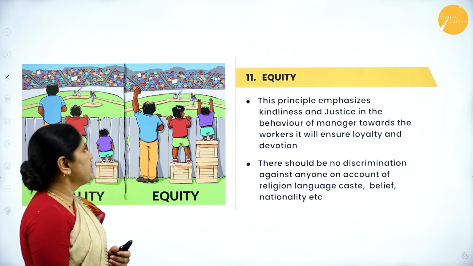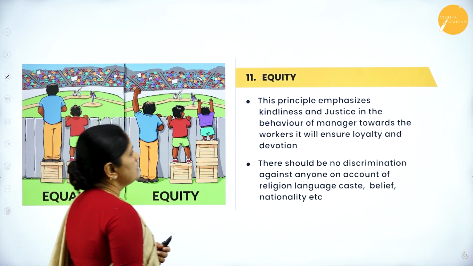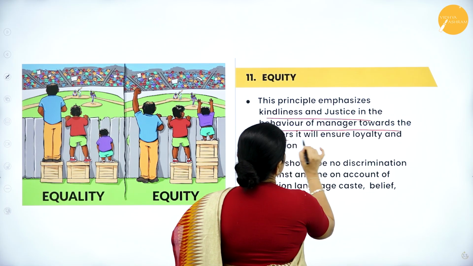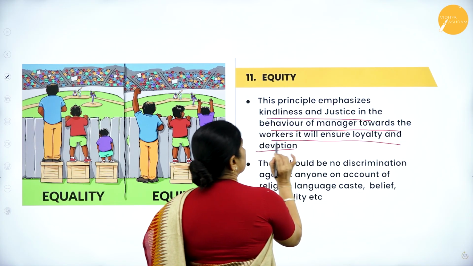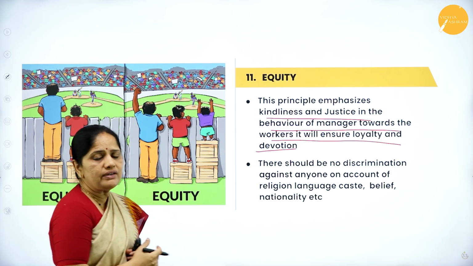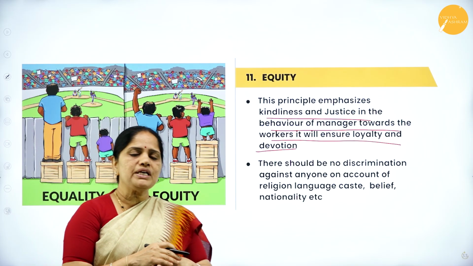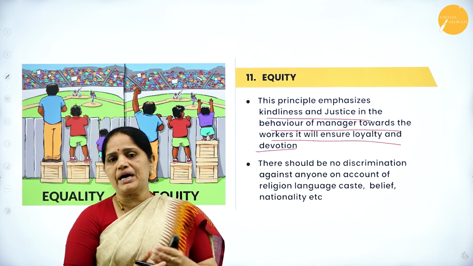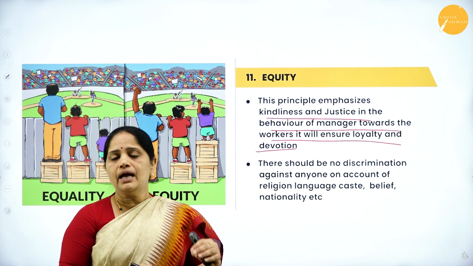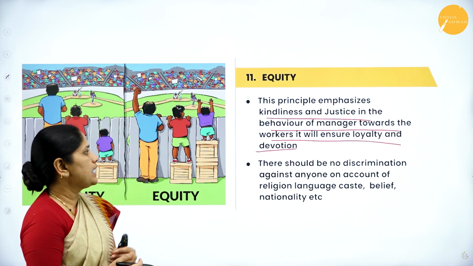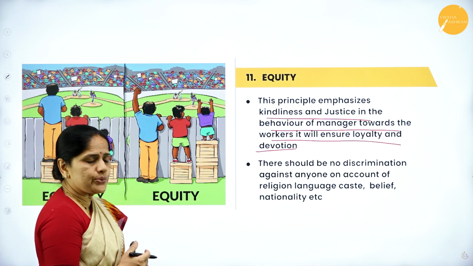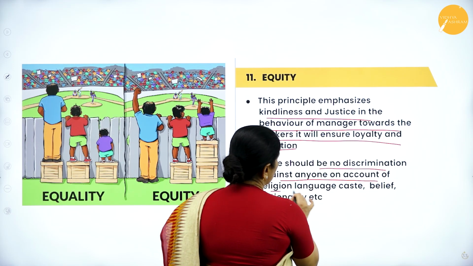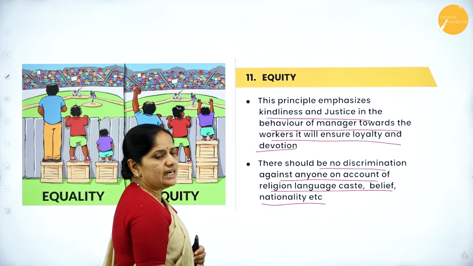Then the next principle is equity. This principle emphasizes kindliness and justice in the behavior of the manager towards the workers. It will ensure loyalty and devotion. Whatever the kindliness and justice, it should be the same for all the employees in the organization. There should not be any partiality or breaking of rules for one employee or the other. Only then can we ensure that workers will be loyal towards the organization. There should be no discrimination against anyone on account of religion, language, caste, belief and nationality.